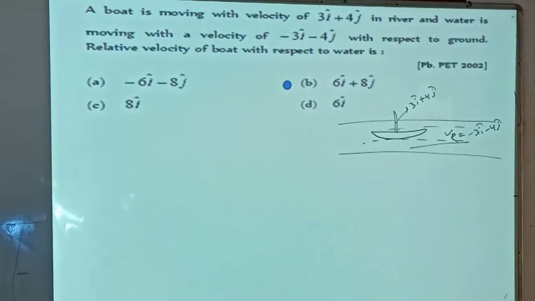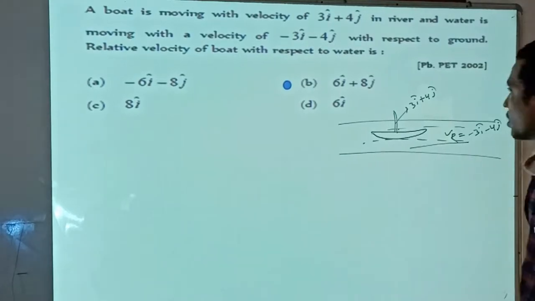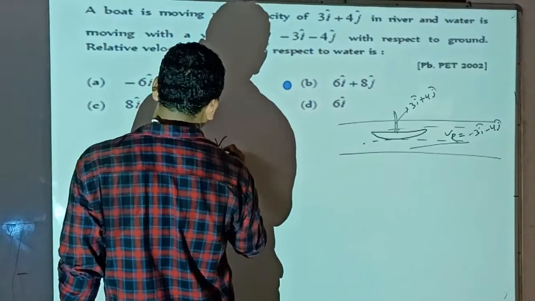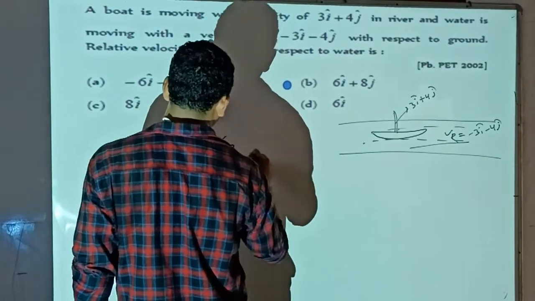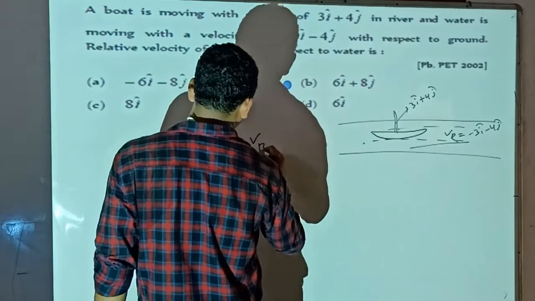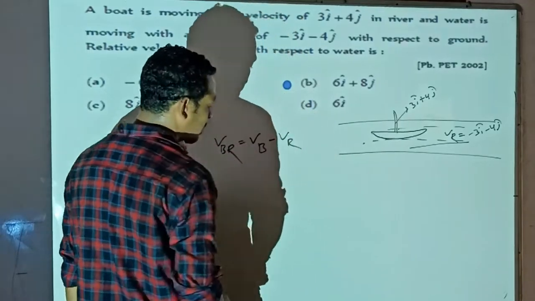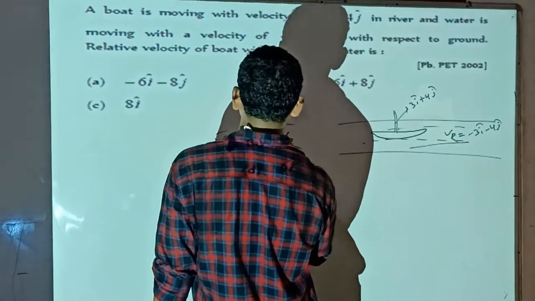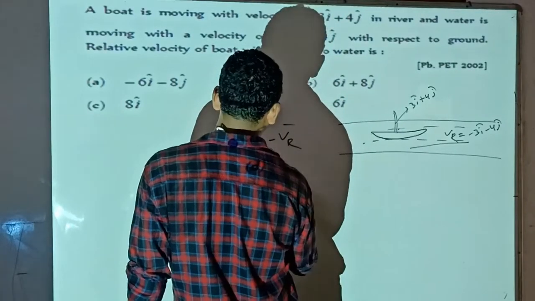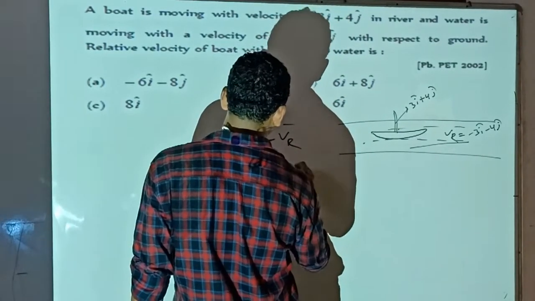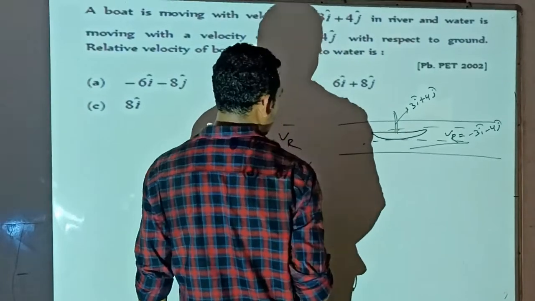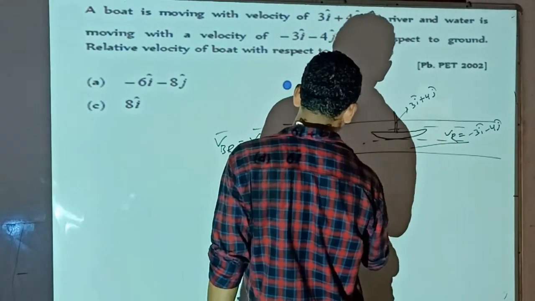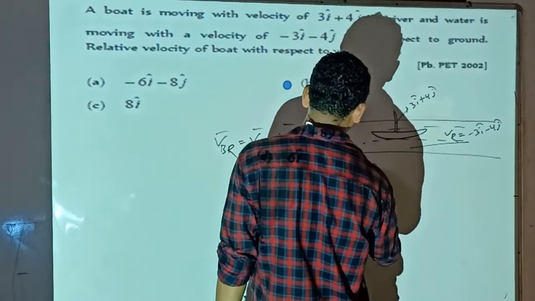Relative velocity of boat, so according to your relative velocity formula, relative velocity of boat with respect to river will be velocity of boat minus velocity of river. These are vector quantities. So velocity of boat is given 3i cap plus 4j cap, minus, since the value of VR is minus 3i cap plus minus 4j cap.